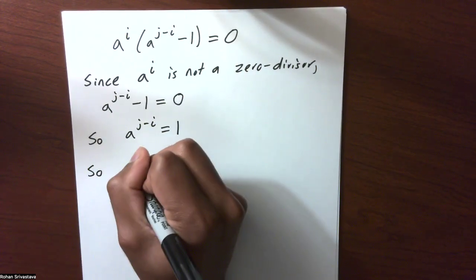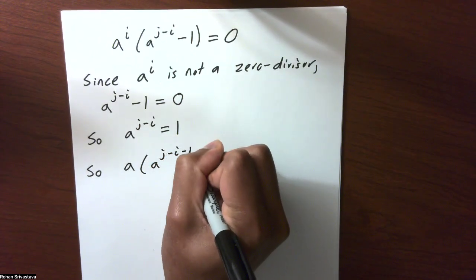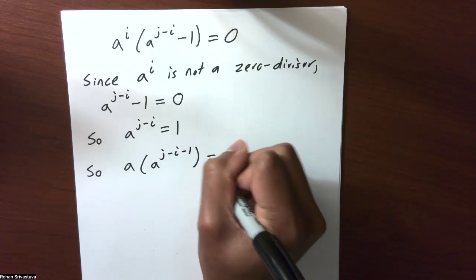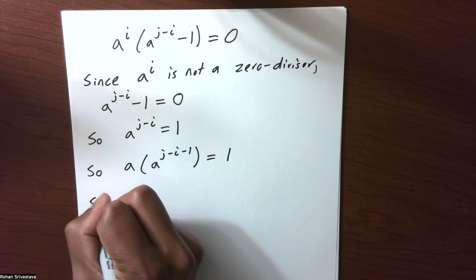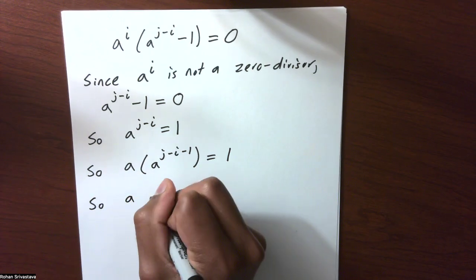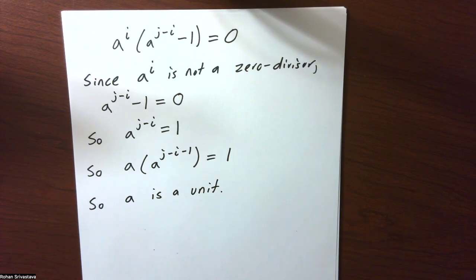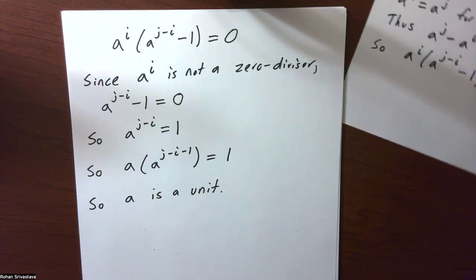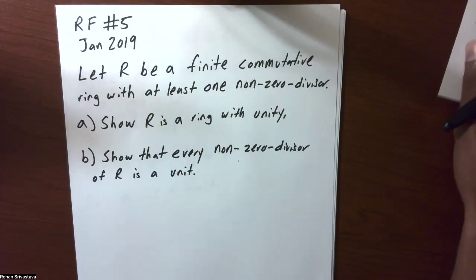So we can rewrite that as A times A to the j minus i minus 1 is equal to 1. And what does that mean? That means A is a unit, because we found something that we can multiply it by to get 1. And that completes the proof of part B. We wanted to show that every non-zero divisor of R is a unit.